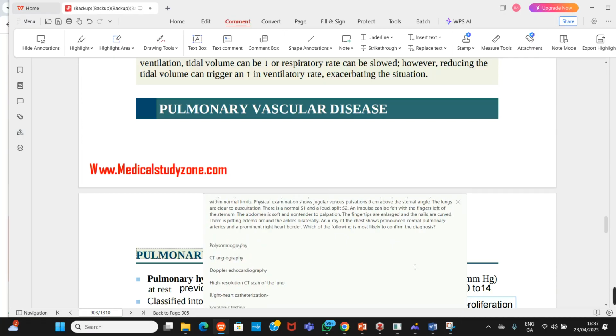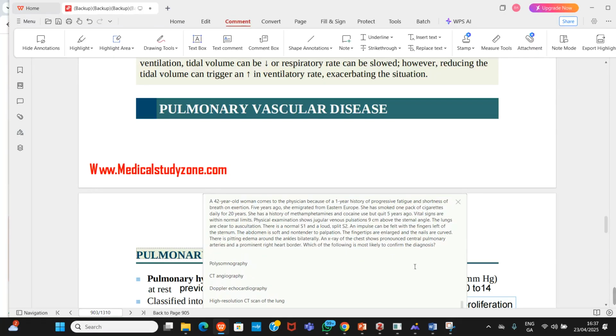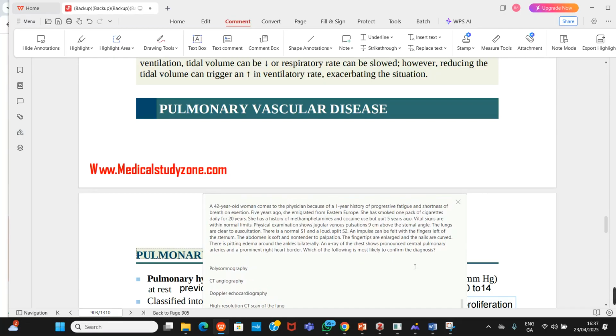The abdomen is soft and non-tender to palpation. The fingertips are enlarged and the nails are curved. There's pitting edema around the ankles bilaterally. An X-ray of the chest shows pronounced central pulmonary arteries and a prominent right heart border. Which of the following is most likely to confirm the diagnosis?